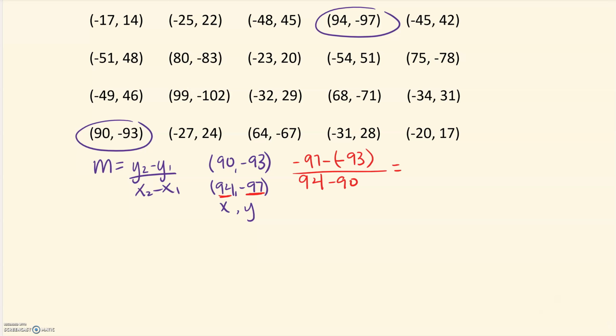So just like last time, if you remember, we said that a negative times a negative was a positive. So this is really negative 97 plus 93 over 94 minus 90. Negative 97 plus 93 is a negative 4, and 94 minus 90 is a positive 4. Negative 4 divided by positive 4 is just plain and simply negative 1.